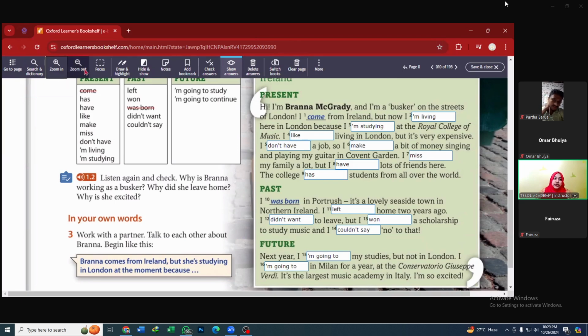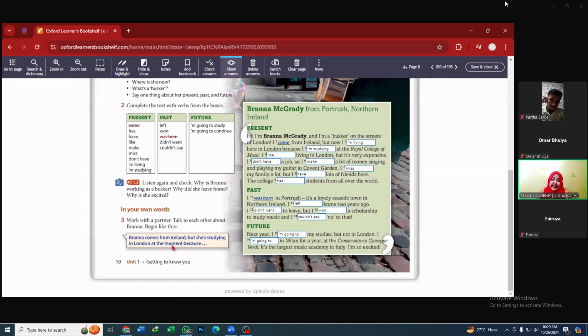Now, moving on to our next activity. Before we start, I would like you to listen to this whole paragraph being said by Brana. Let's listen to the audio and check if we actually got it correct.